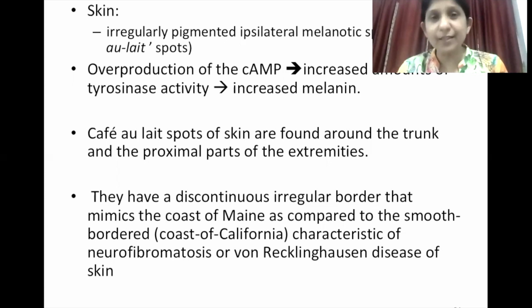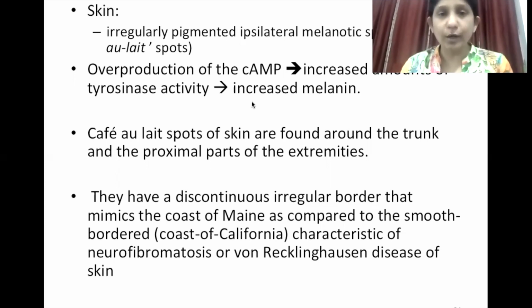So you will find these coffee and milk spots. Café au lait spots, coffee and milk, alternately dark and light spots will be seen. This can be compared to the coast of Maine and the coast of California.